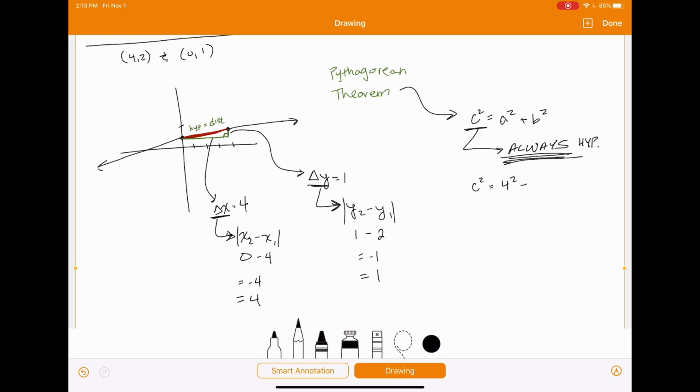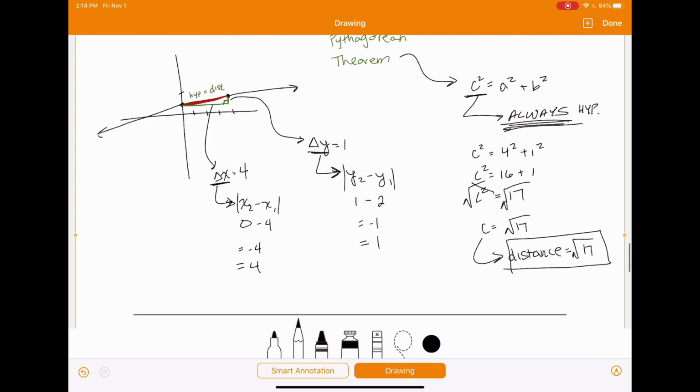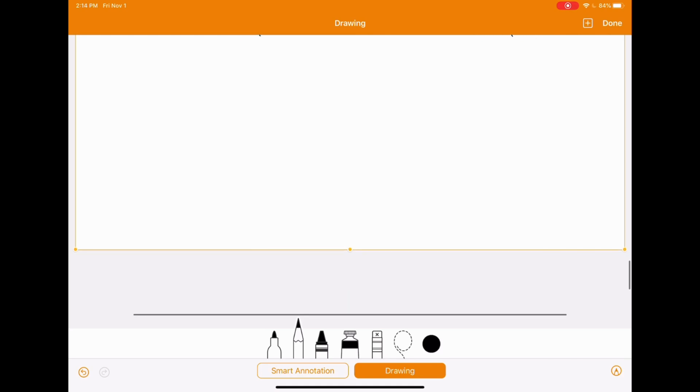So 4 squared plus 1 squared. C squared equals 16 plus 1. C squared equals 17. To get rid of that squared on the c, we're going to take the square root of both sides. That'll cancel out, and we'll be left with c equals the square root of 17. And again, c is our distance. So our distance equals the square root of 17. And that's our answer. All right, so go ahead now and try one of these on your own.